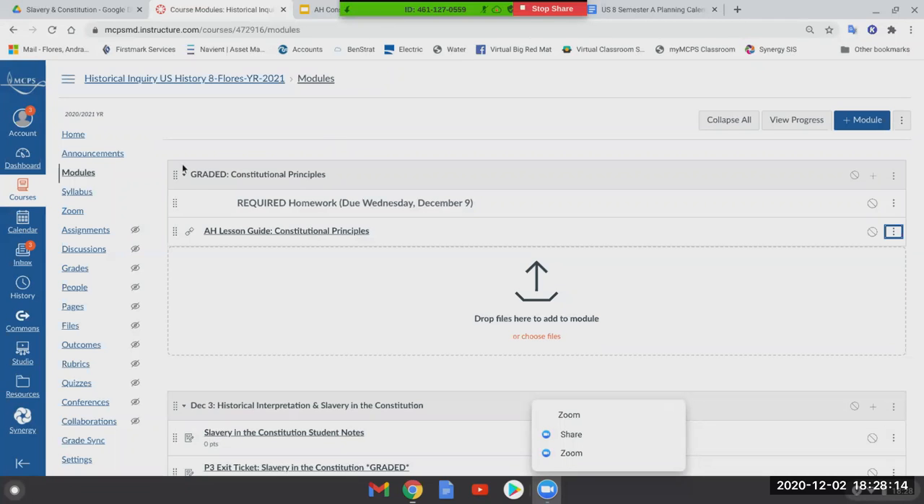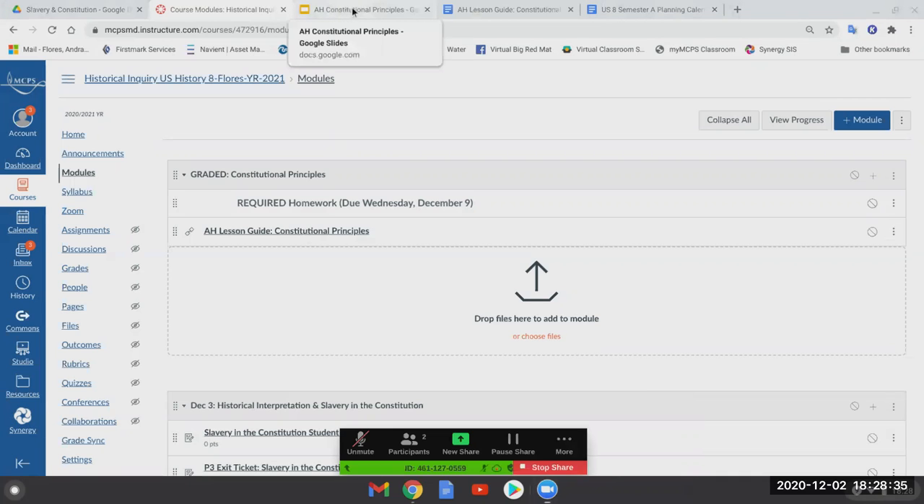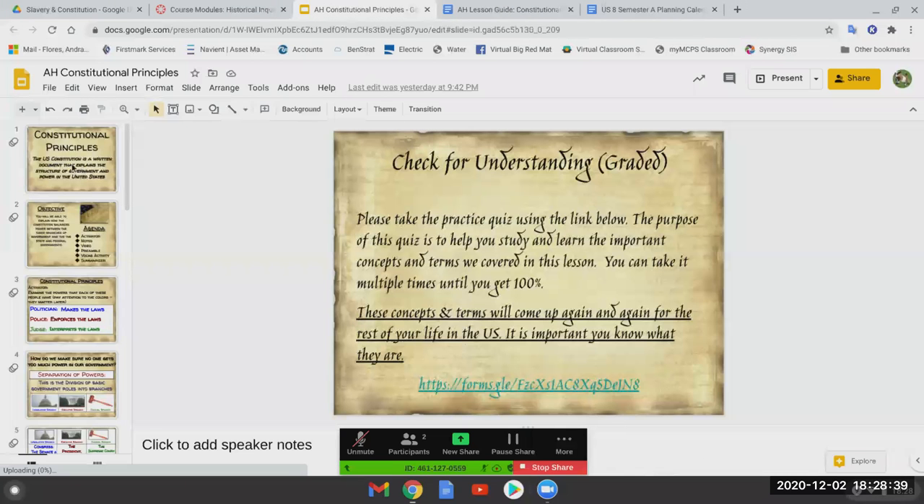So in our modules, you will see there's one called Graded Constitutional Principles. Once I have finished with this recording, you will see the recording here, and you will use that to guide you through the lesson guide called Constitutional Principles. So let me send this to the bottom real quick. Okay, so let's go ahead and get started.